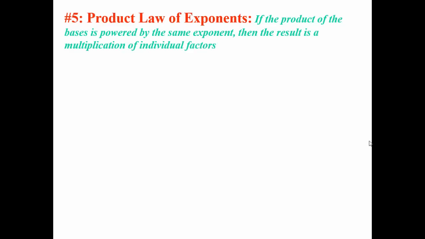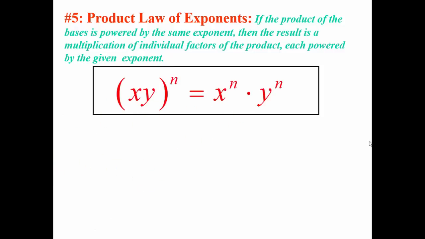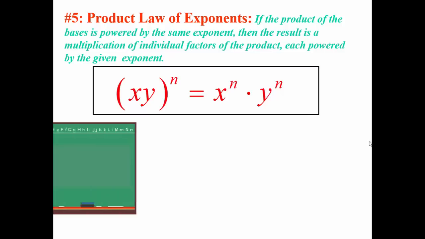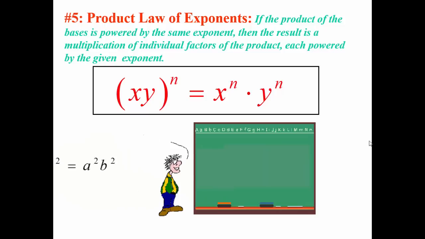5. The product law of exponents. So if the product of the bases is powered by the same exponent, then the result is the multiplication of the individual factors of the product, each powered by a given exponent. Remember, guys, you don't have to write all this down. What I would write down is what's in the box here. So what we have now is we have 2 bases. So we have x and y raised to the nth power, and all we need to do is break that apart so we get x raised to the nth power and y raised to the nth power.